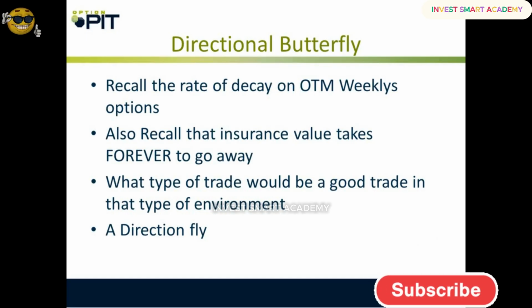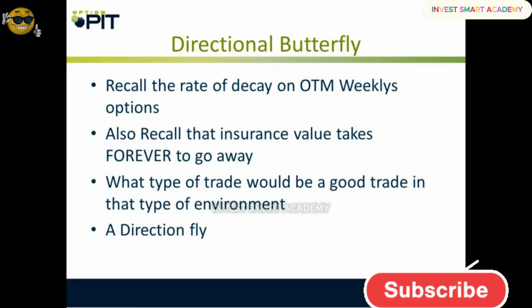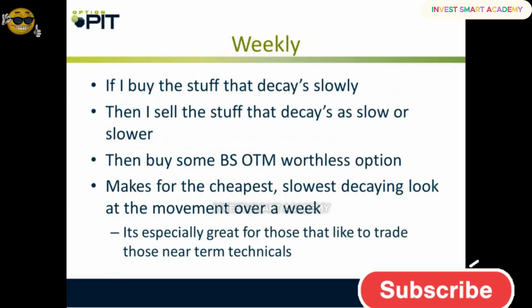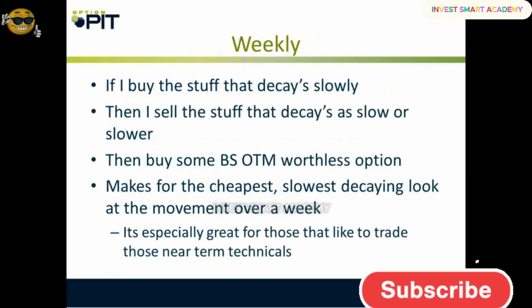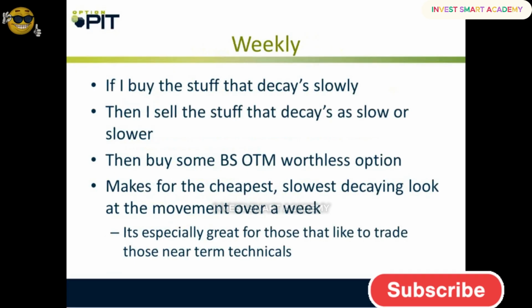So think about this though. We've got these options that really aren't that far out of the money that have a super slow decay, and then we've got options that are even farther out of the money that still have value even though they're basically worthless. So in weeklies, if I buy the stuff that decays slowly, then sell the stuff that is worthless but still has value, and then I buy some out of the money worthless option, it makes for the cheapest, slowest decaying trade that I can do over a week.